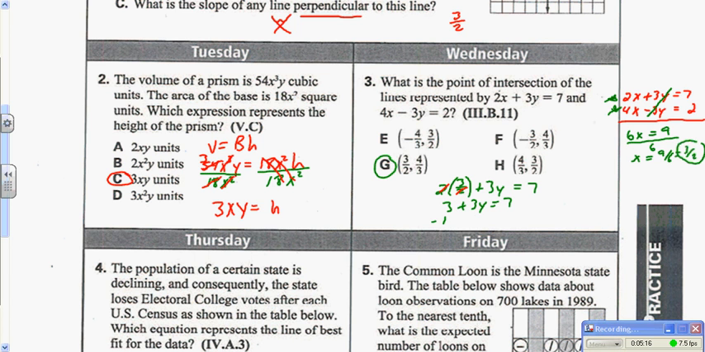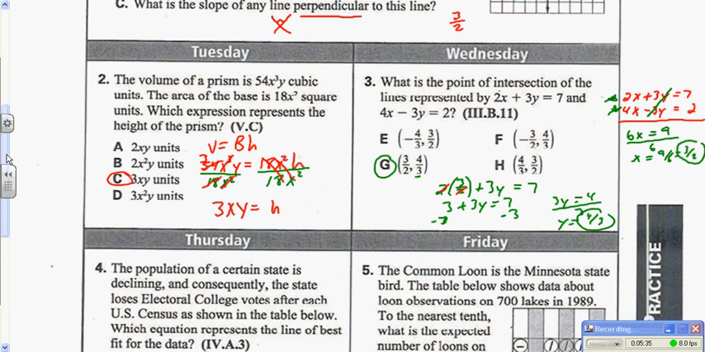We subtract 3, and we get 3y equals, subtracting now, so 4. Divide both sides by 3, and y is 4/3. And that does check.